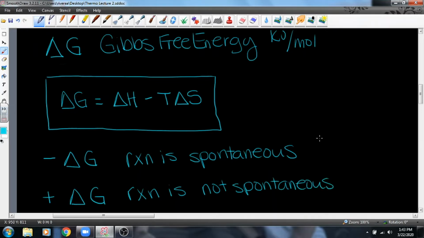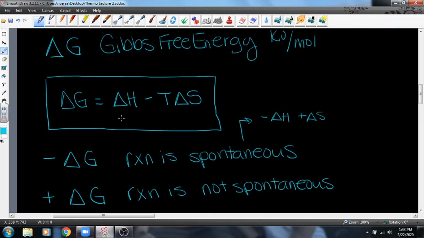And if you're wondering, how do we get those signs? Why is it that a spontaneous reaction has a negative delta G? We can actually sort of derive that. We can figure out, based on this equation, why it would be the case that a negative delta G would be spontaneous. So let's take a look at that. Remember we said that spontaneity is favorable when something is exothermic? So that would be like a negative delta H. And when it has a positive delta S.